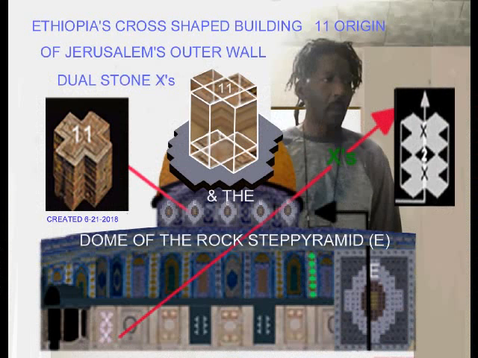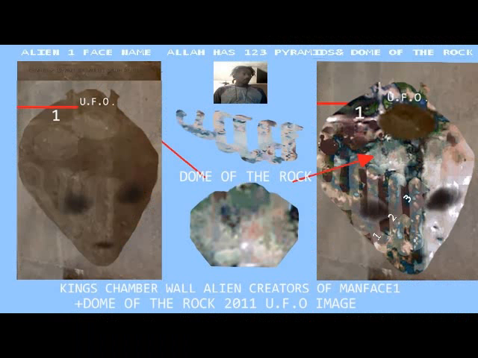So we have finally decoded the alien creators of man, Kingschmaber wall face, and the actual 2011, in the year 2011, there was a UFO that appeared over the Jerusalem Dome of the Rock. This is the same UFO now that's appearing on the Kingschmaber wall above the Kingschmaber coffin. So the Giza Sphinx line of Judea and Jerusalem has come full circle with theological and archaeological data, which points to the Kingschmaber wall UFO aliens, Alien 1 face and Alien 3 face, that also has Dome of the Rock structures.